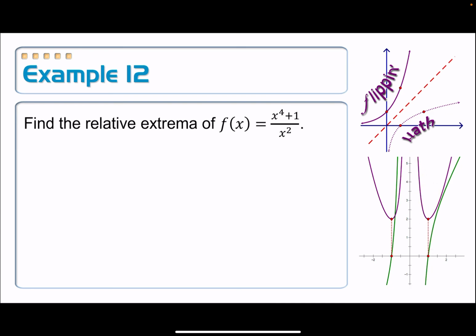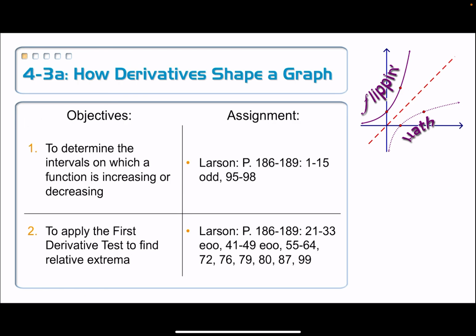We have ourselves another relative minimum, which brings us to the end of this lesson about how derivatives, specifically the first derivative, shape a graph. We can use the first derivative to determine the intervals over which our function is increasing or decreasing. Increasing, first derivative must be positive. Decreasing, first derivative must be negative. And then the first derivative test takes that one step further and draws the conclusion whether or not we have ourselves a relative minimum or a maximum at each one of those critical numbers.